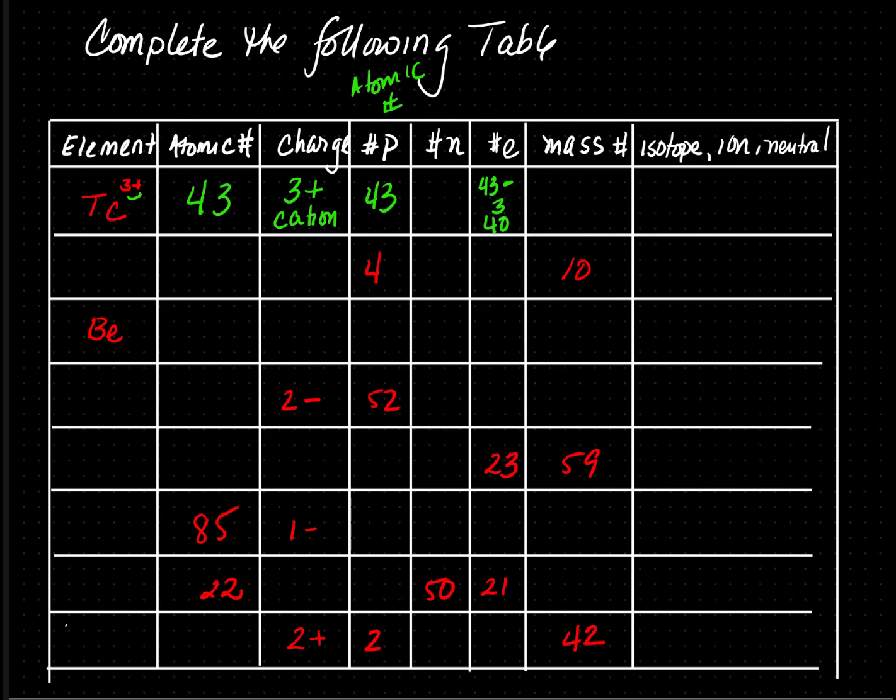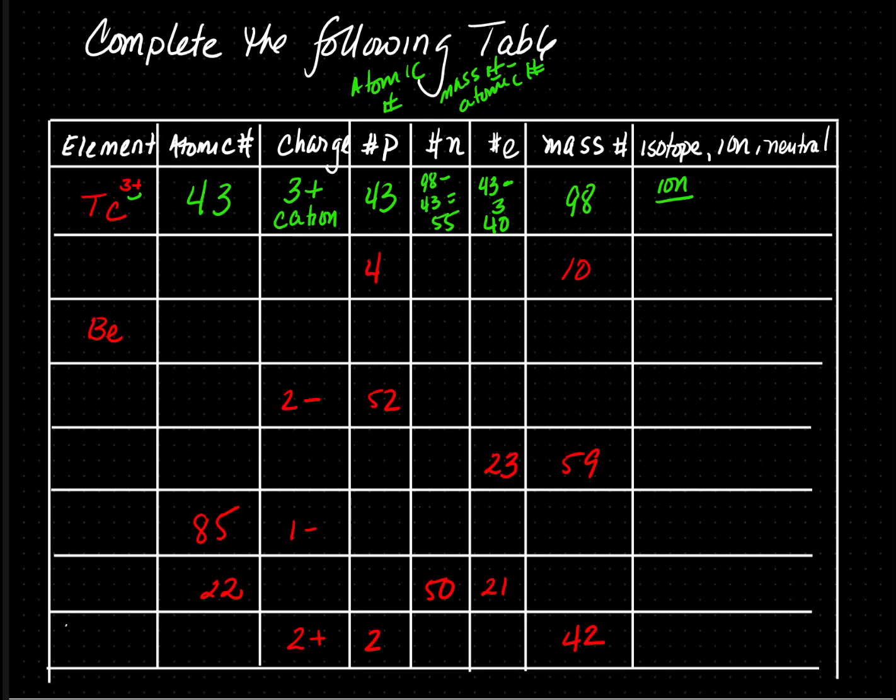Since the mass number or the number of neutrons are not provided, we need to use the atomic mass on the periodic table, which is 98. It is already rounded to the ones place. The number of neutrons is the mass number minus the atomic number, or the number of protons. So this is going to be 98 minus 43, which equals 55. This is an ion because it's a charged atom. Since we read it off the periodic table, it is one of the isotopes.